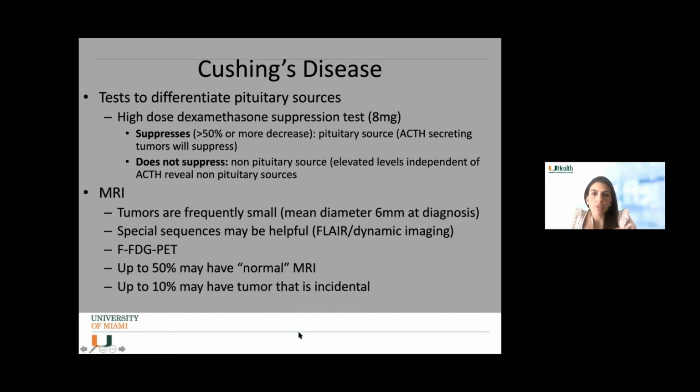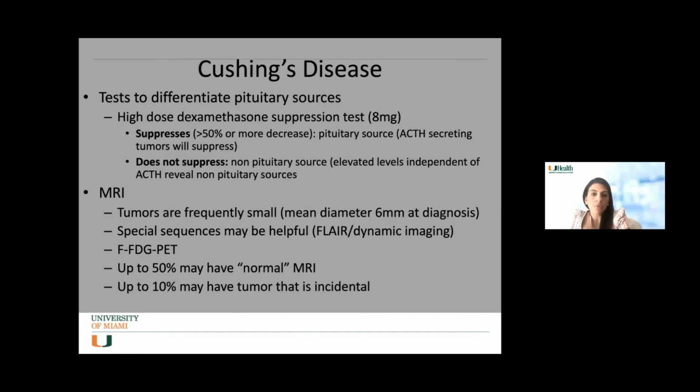So what are some other tests to differentiate whether or not you have this source coming from the pituitary? We use the high dose dexamethasone suppression test, which is 8 milligrams of dexamethasone. Essentially, if it's a pituitary source, it will suppress with the high dose dexamethasone test, more than a 50% decrease. If you have a non-pituitary source, you're going to have elevated levels of cortisol independent of the source, and it will not suppress with the high dose DEXA test, okay?